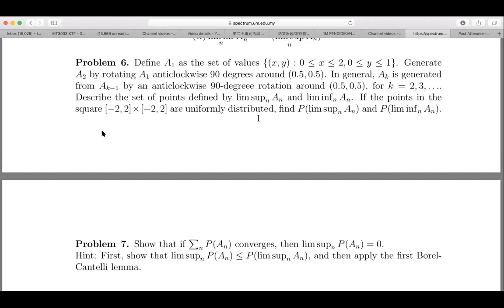Eugene, are you here? Yes, I'm here. Yeah, you try number 6. Okay. Then the last one, applying Borel-Cantelli lemma, right? So showing some inequality and then Borel-Cantelli lemma. Is Xinjie here? Xinjie. Yes. Okay, you do number 7.